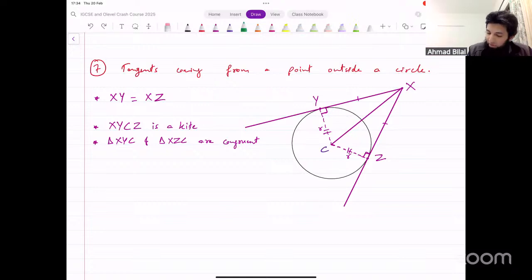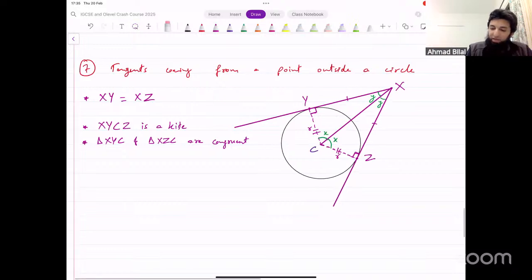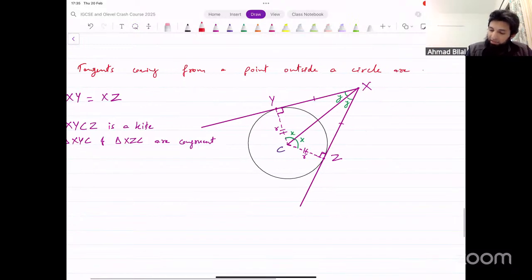Now, that means this angle, if we call this X, is equal to this angle. This angle here, let's call this Y, is also equal to this angle. So all the angles are going to be equal like this. If this is X, this is also X. And if this is Y, this is also Y. And the sides are also going to be equal. So this is a property when you have tangents coming from a point outside a circle: these two tangents are equal. That's the main property.